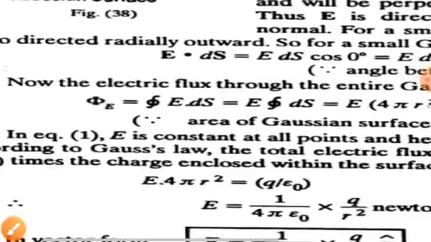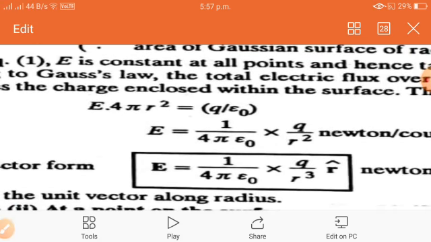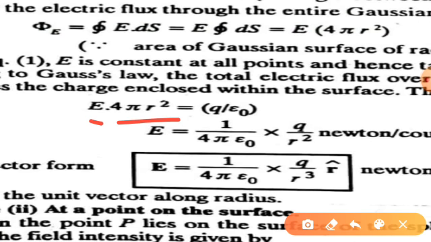So by using Gauss law, E into 4 pi r square is equal to Q by epsilon naught. So E is equal to 1 by 4 pi epsilon naught Q by r square. In vector form, E is equal to 1 by 4 pi epsilon naught Q by r cube into r bar.